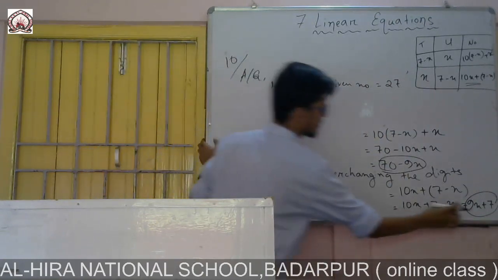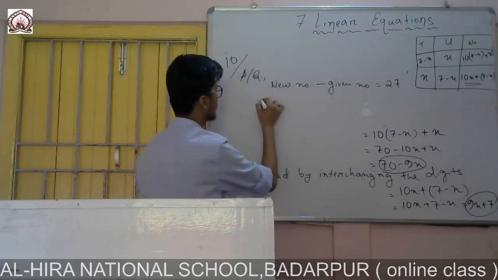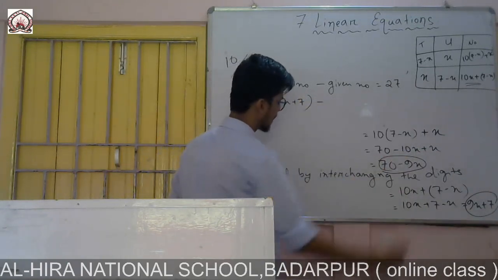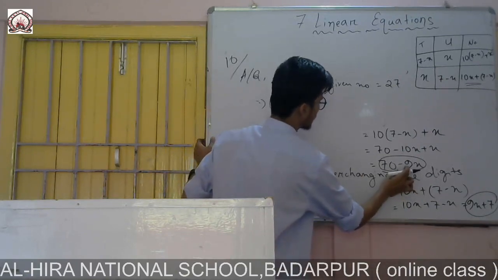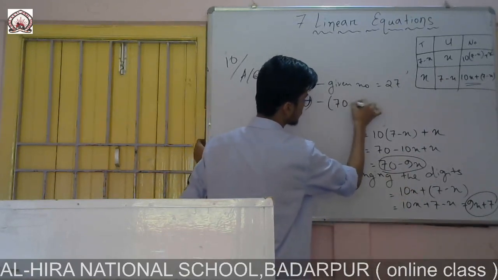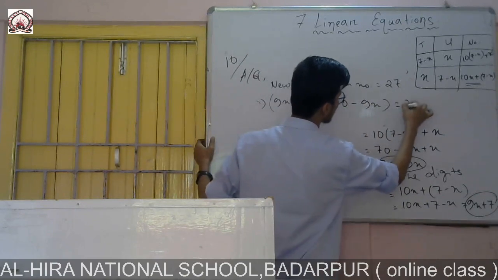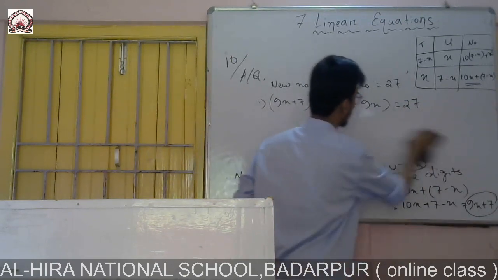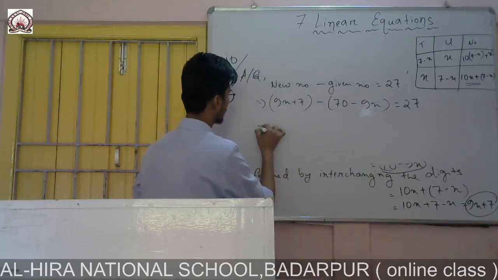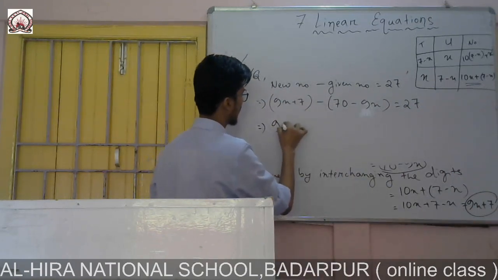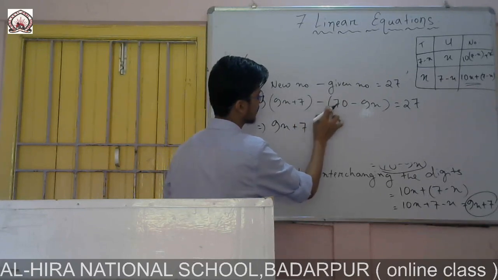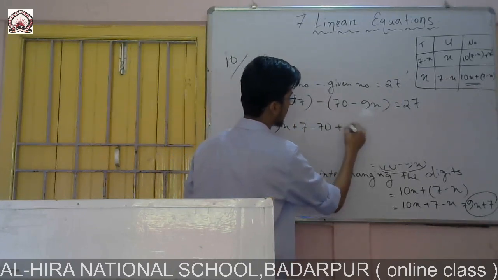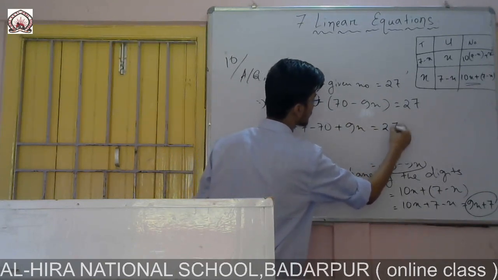So the new number is 9x plus 7. So I will write it here, 9x plus 7. I will give the bracket, then again minus sign, and this is the given number. It was 70 minus 9x, which is equal to 27. Now I will solve to find the value of x. Implies, so it will be 9x plus 7. If I minus plus, it will be minus 70, minus minus, it is plus 9x equals to 27.